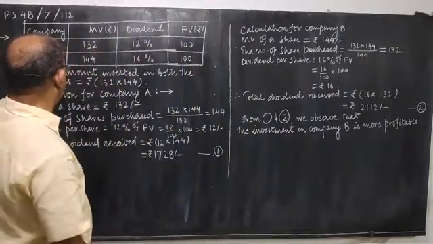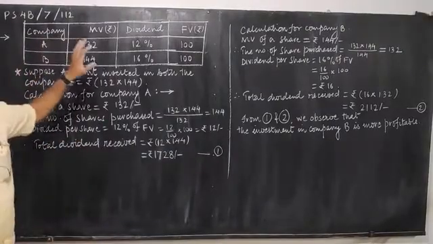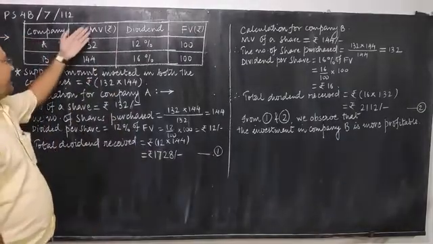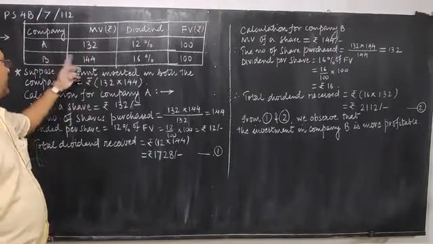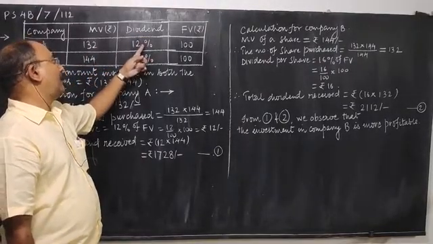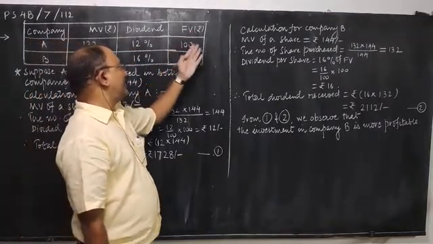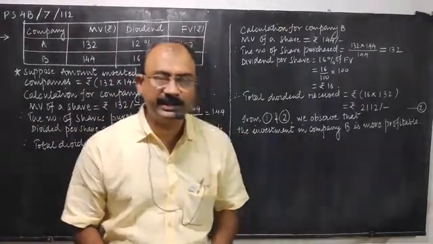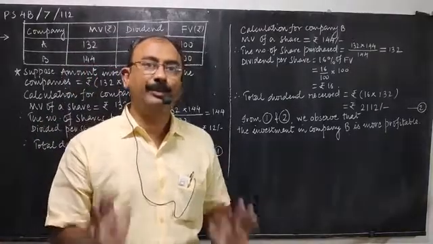The problem is presented to you in the form of a box on the blackboard. There are two companies where somebody has to invest. The market value of the share is 132 rupees for company A and 144 rupees for company B. Dividend paid is 12% and 16%. Face value of both the shares is 100 rupees. The question says: the investment in which company will be more profitable?